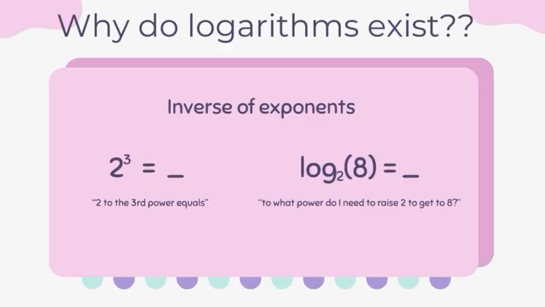So why do logarithms even exist? They are the mathematical inverse of exponents. For example, if we have 2 to the third power, that tells us to do 2 times 2 times 2, which is 2 multiplied by itself 3 times, and that equals 8. Logarithms are asking, to what power do I need to raise 2, which is the base, to get to 8, which is the argument? And from here, we can see that the answer is 3.